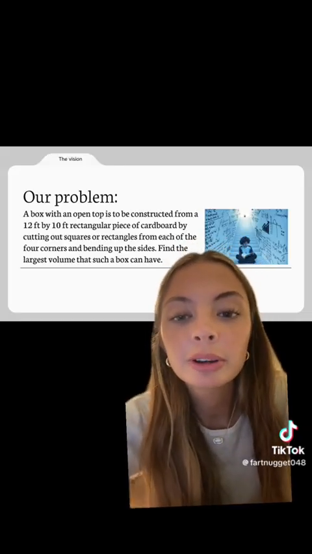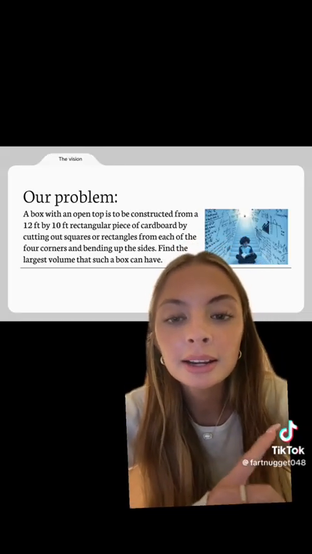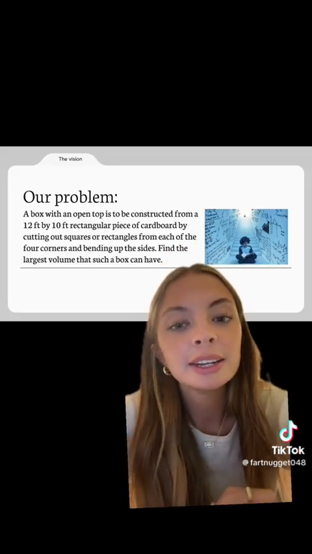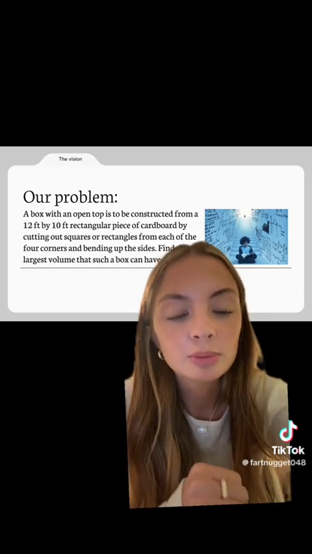Our specific problem says a box with an open top is to be constructed from a 12 by 10 foot rectangular piece of cardboard by cutting out squares or rectangles from each of the four corners and bending up the sides. Find the largest volume that such a box can have.